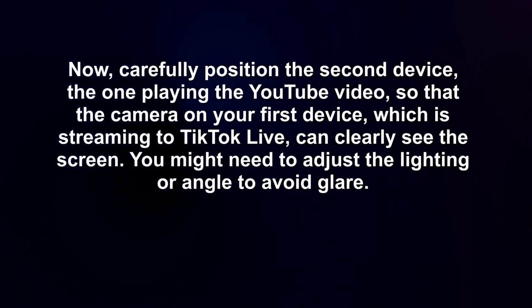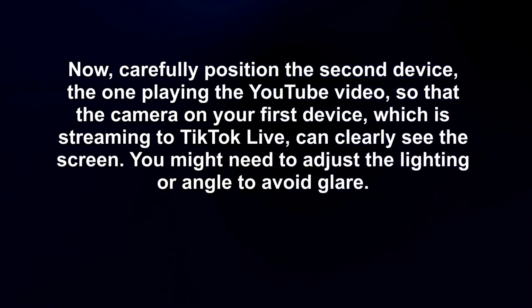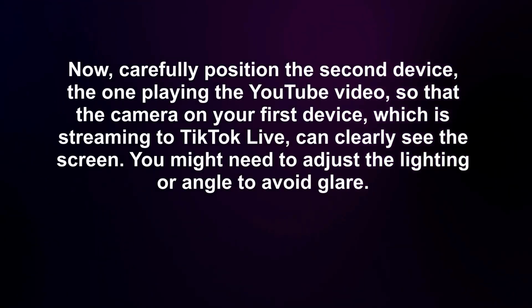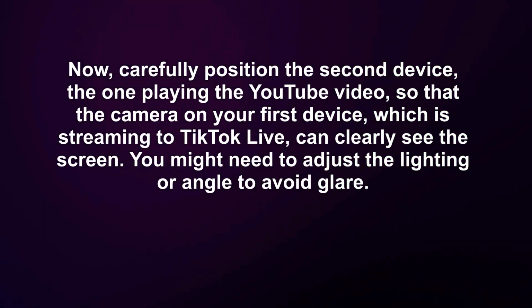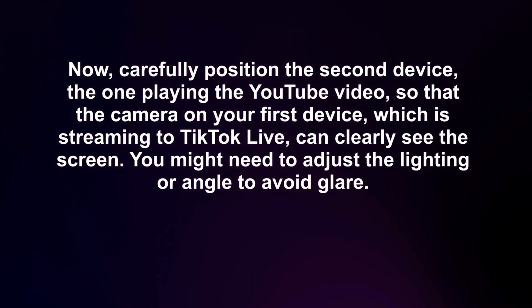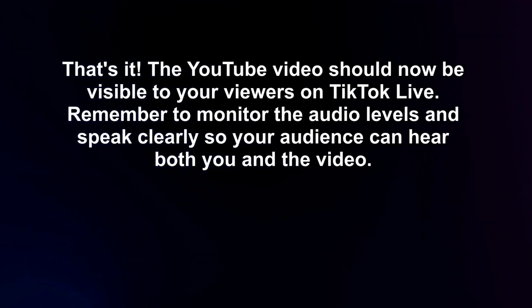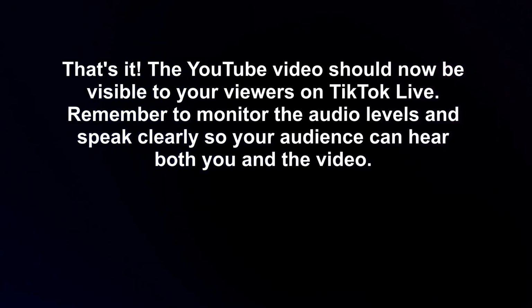Now, carefully position the second device, the one playing the YouTube video, so that the camera on your first device, which is streaming to TikTok Live, can clearly see the screen. You might need to adjust the lighting or angle to avoid glare. That's it. The YouTube video should now be visible to your viewers on TikTok Live.